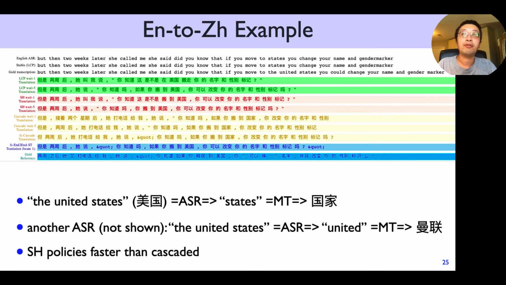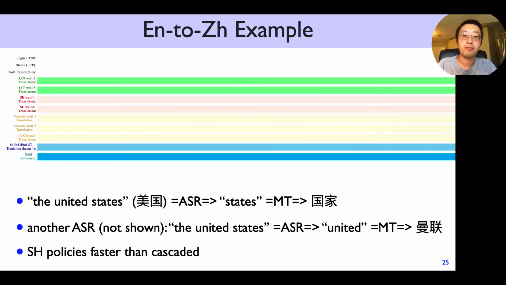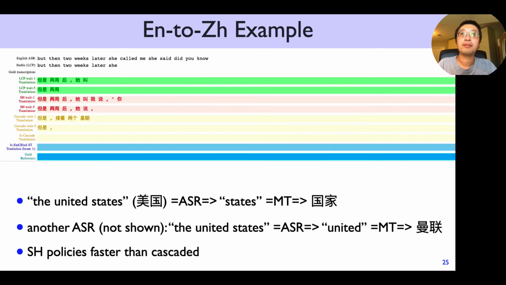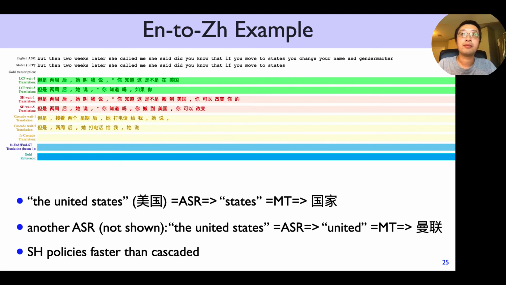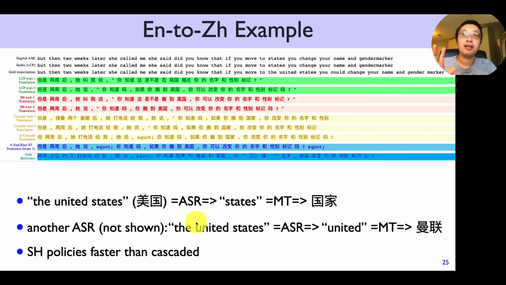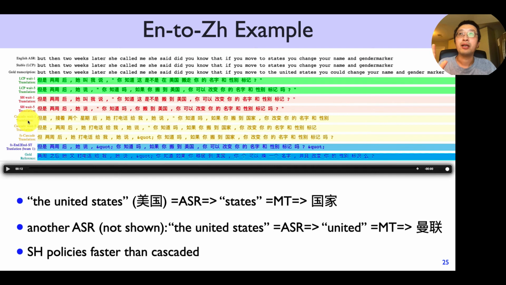Here, the first one from English to Chinese. But then 2 weeks later, she called me, she said, "Did you know that if you moved to the United States, you could change your name and gender marker?" So here we notice a few problems. In the ASR system, which is here, United States is recognized as states.